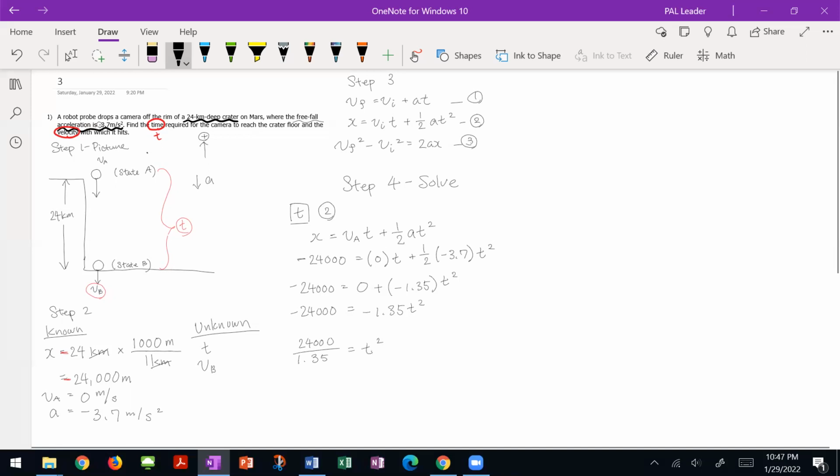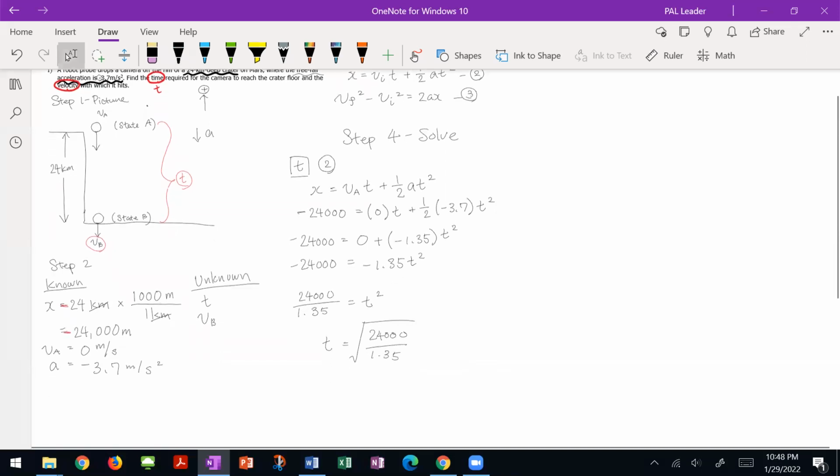So we have that. And now we want to take the square root of both sides, right, to get rid of that squared. So I'm just going to flip it. So it's like t equals, and then the square root of 24,000 all over 1.35. And now you should put that in the calculator because they can handle that.